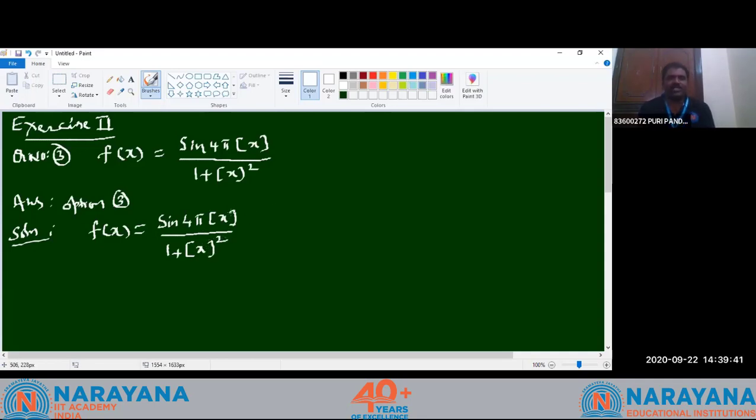Step x means greatest integer function. Whatever the value of x may be here, you will get the value as either 0, 1, 2, 3 or minus numbers like that. Means integer only will come. That means n. So with this we can write sine 4 n pi, sine n pi we can write here.